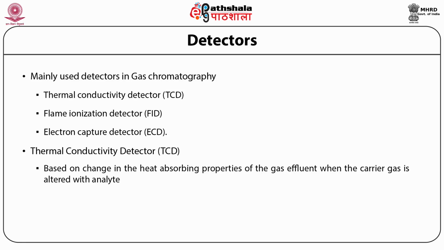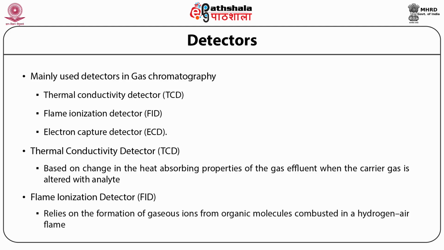Another most common detector in gas chromatography, the flame ionization detector, relies on the formation of gaseous ions from organic molecules combusted in the hydrogen air flame. In the last couple of decades, mass selective detectors or mass spectrometers, a less expensive instrument, have dramatically transformed the practice of gas chromatography. Last in the instrumentation of gas liquid chromatography happens to be the data systems.